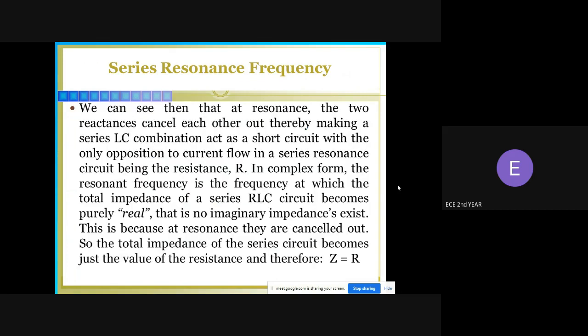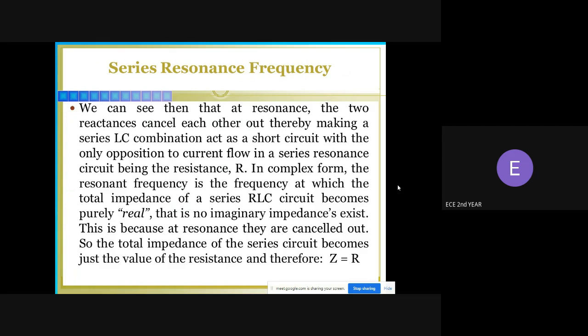Now we can see that at resonance the two reactances cancel each other out, thereby making the series LC combination act as a short circuit, with the only opposition to current flow in a series resonance circuit being the resistance. Or in complex form, the resonance frequency is the frequency at which the total impedance of a series RLC circuit becomes purely real, that is, no imaginary impedance exists.